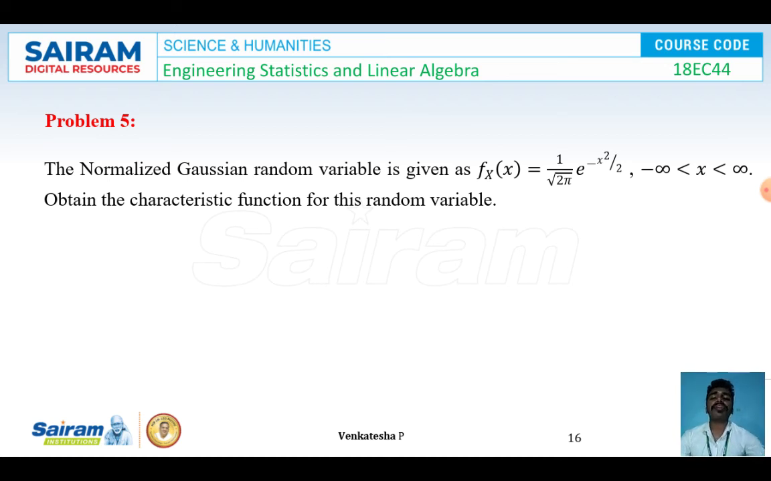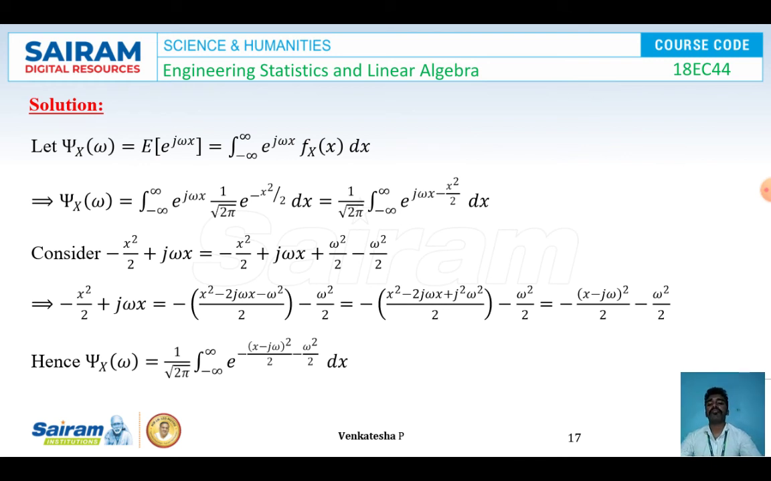So I'm going to take the characteristic function in terms of continuous random variable only. It is given by xi x of omega is equal to expectation of e power j omega x is equal to integration minus infinity to plus infinity e power j omega x into the density function fx of x dx. So in the place of density function, I'm going to replace 1 by square root of 2 pi e power minus x square by 2.